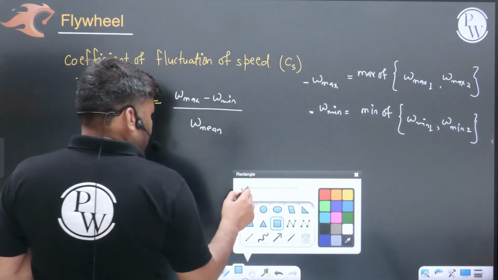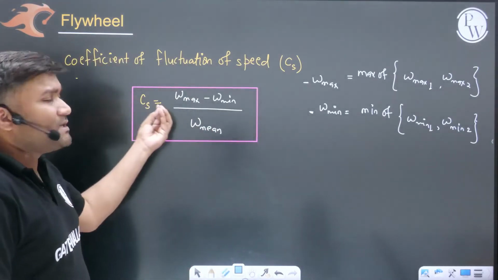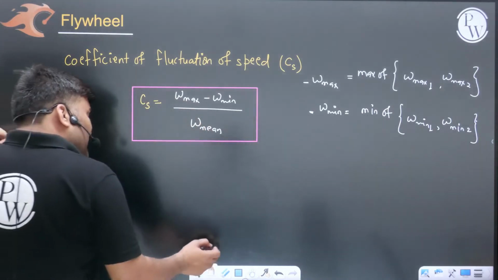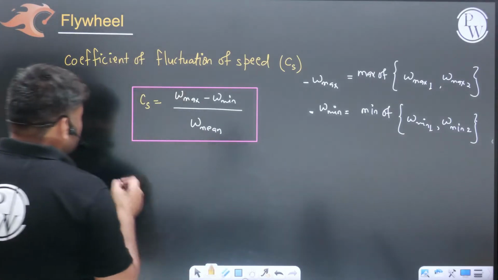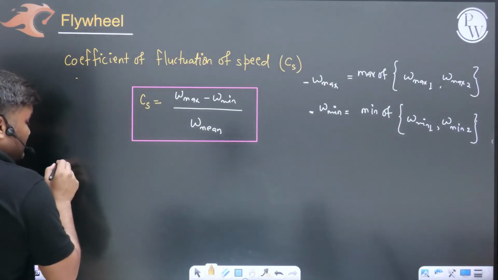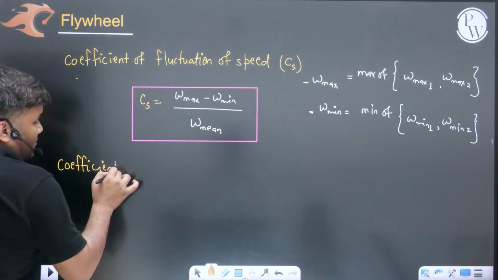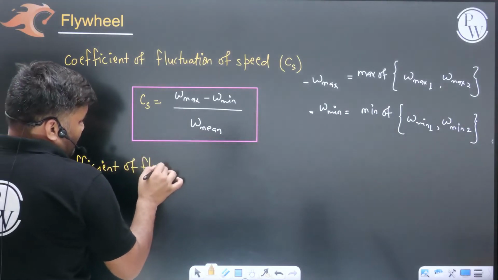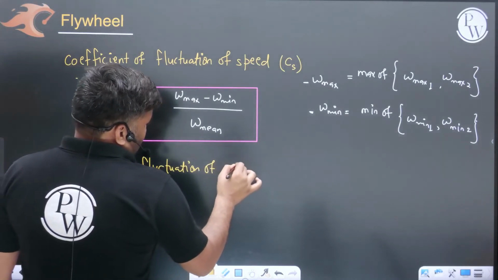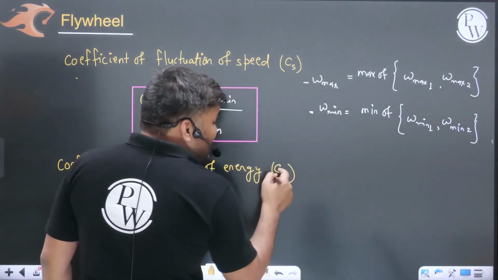Very, very careful. Either you can calculate fluctuation in terms of speed, or you can also calculate fluctuations in terms of energy. We have another term which is called the coefficient of fluctuation of energy, CE. We denote this by CE. And how is it defined?